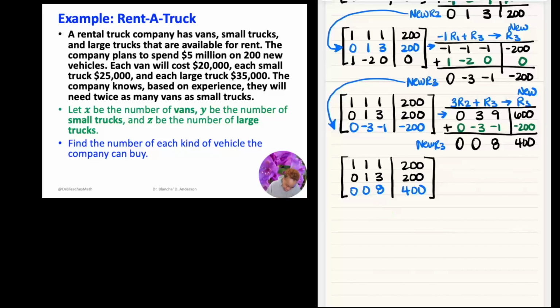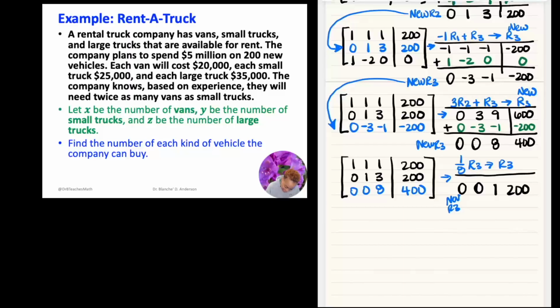So what we can do is just divide everything by 8. Sorry, one more step. Take 1/8 times row 3 and get your new row 3. I was like, oh, we done. Okay, this has to be a 1. We don't want 8z. We just want z. So when I divide that by 8, that's 0 divided by 8, 0 divided by 8, 8 divided by 8, and then 400 divided by 8. Okay, so this is our new row 3.